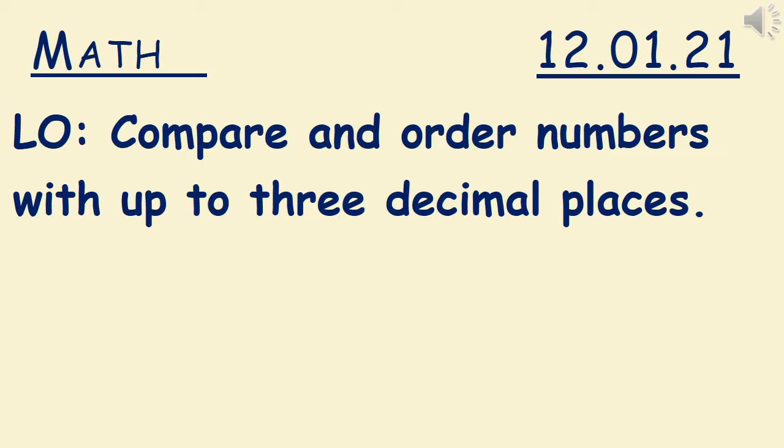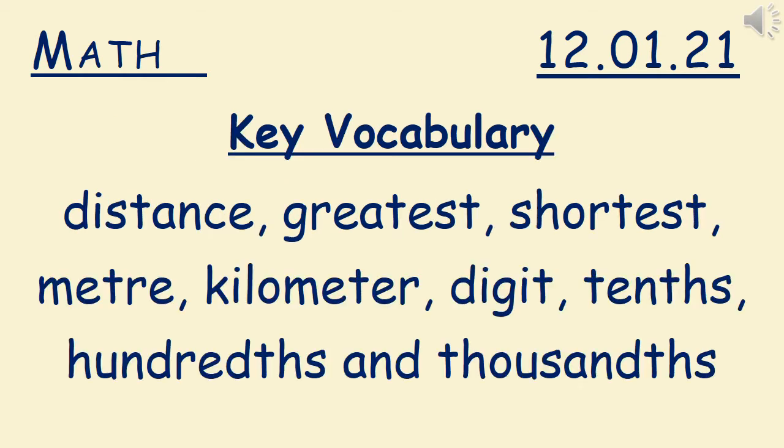Today's learning objective is to compare and order numbers with up to 3 decimal places. In today's lesson, our key vocabulary will be distance, greatest, shortest, metre, kilometre, digit, tenth, hundredth and thousandth.